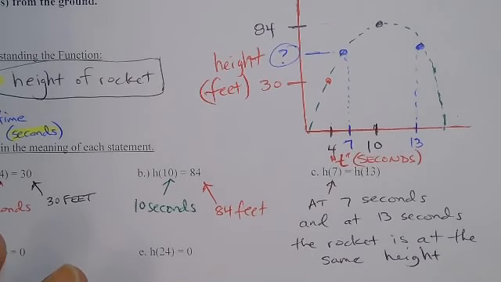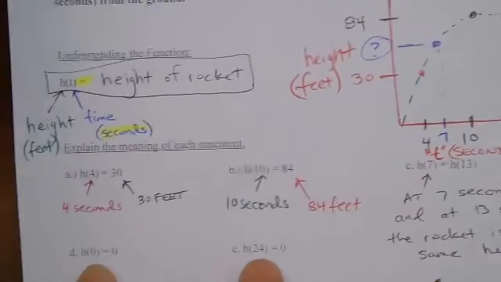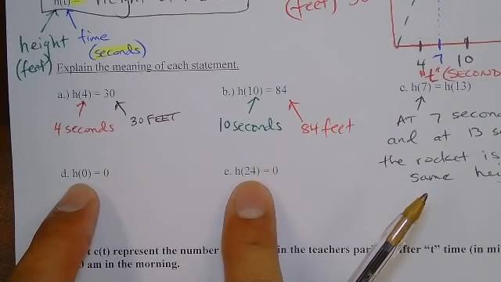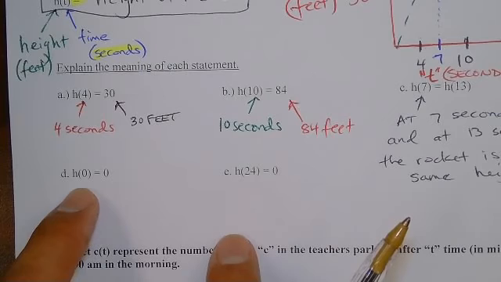Because on 7 seconds, I mean, we can write a whole paragraph here. At 7 seconds, the rocket's going up. And let's say at 7 seconds, it's 50. And then it keeps going up. And then on the way down, by then it's 13 seconds, it's at 50 again. Does that make sense? Yeah. You see, this is easy when you get it. All right. Now talk to me and go ahead and do these last two.